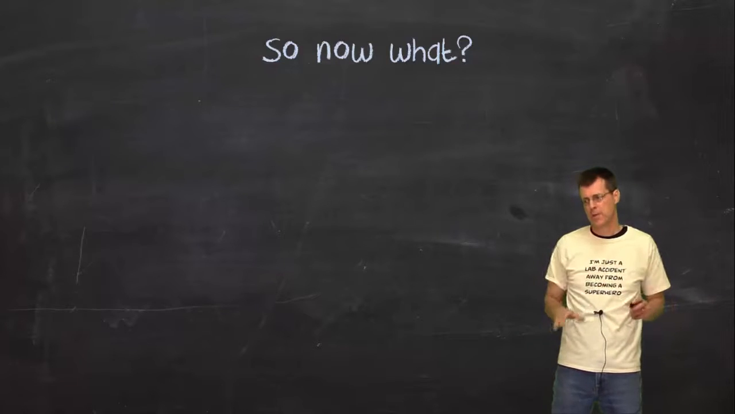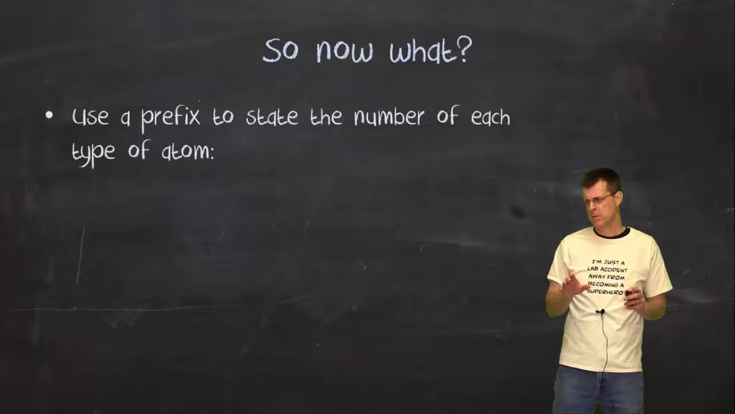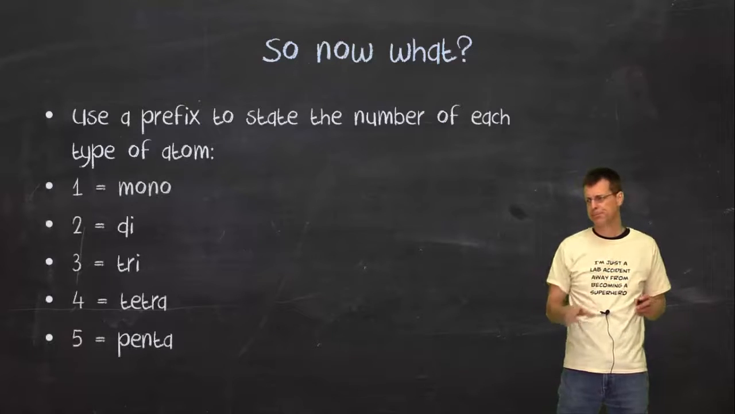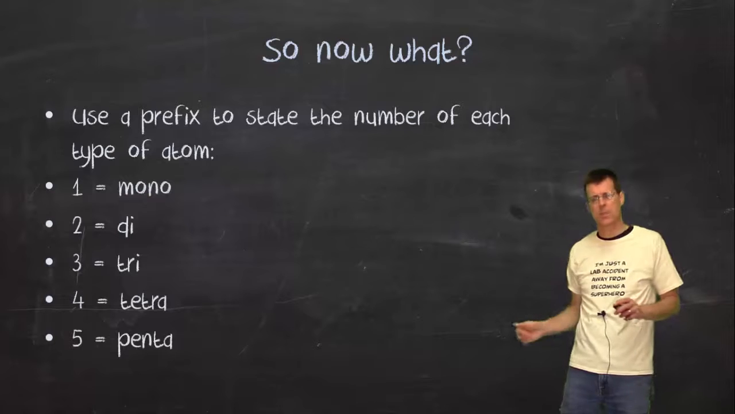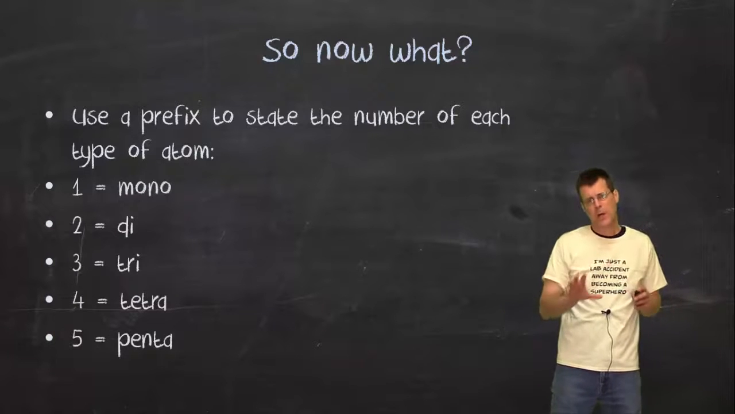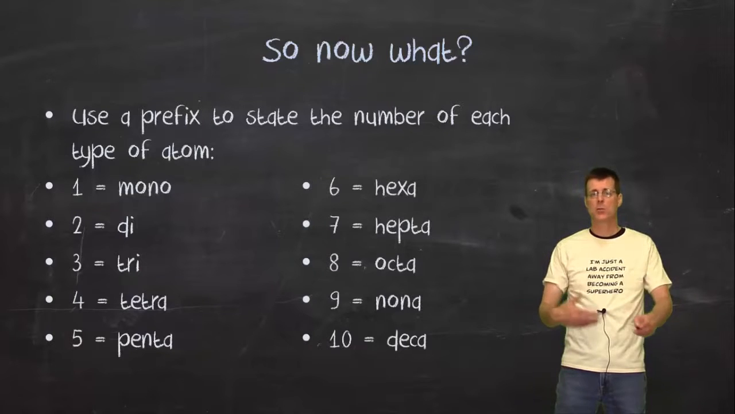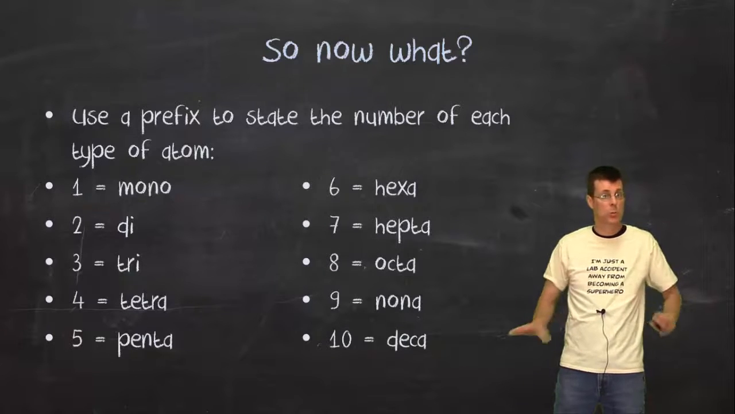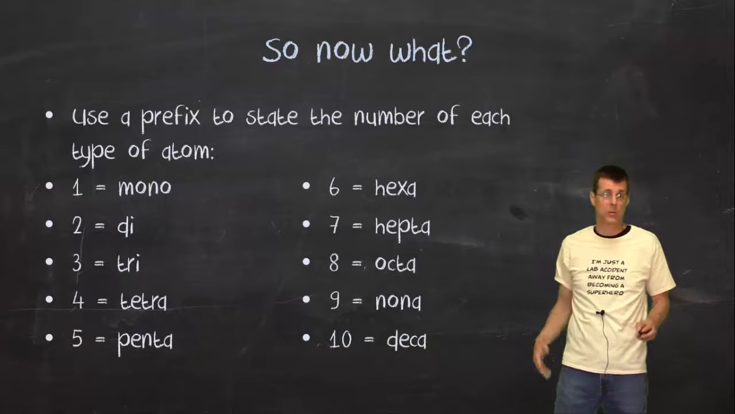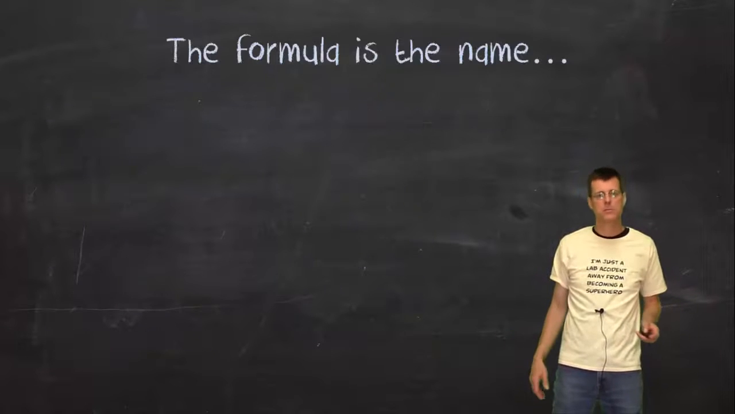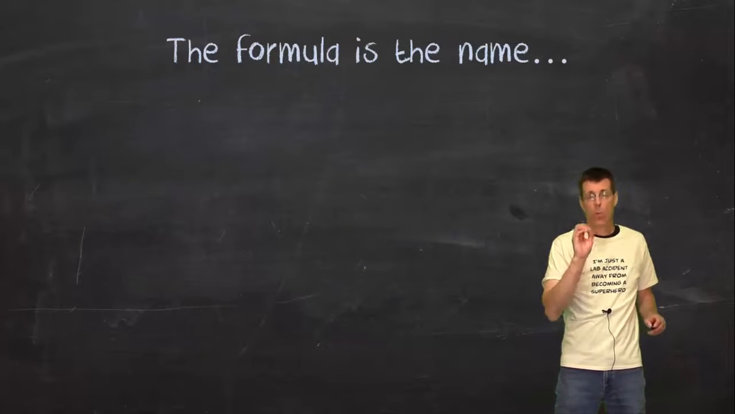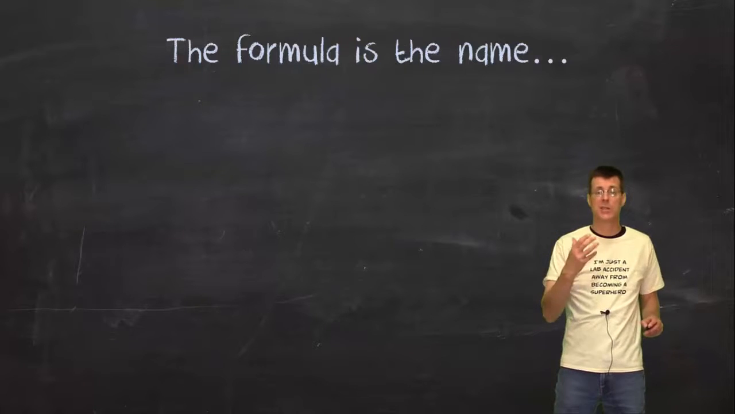So, we use a prefix. Here are the prefixes. The first 5, and I'll just let you pause and write them down, and then the next 5. Yes, there are more prefixes, we're not going to use them. We're just dealing with the ones that go up to the first 10. That's enough. Okay, what it comes down to is the formula is the name.